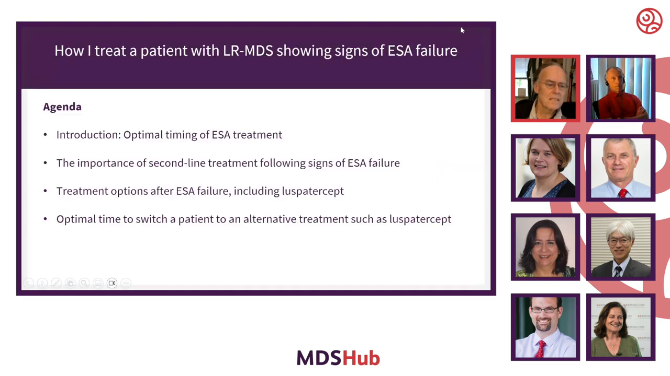So on the agenda, more or less in the introduction of the discussion, is what is the optimal timing of ESA treatment. Then we go to the importance of second line treatment following signs of ESA failure and treatment options after ESA failure, including luspatercept, and then the optimal time to switch a patient to an alternative treatment such as luspatercept, or should we use luspatercept in the first line.